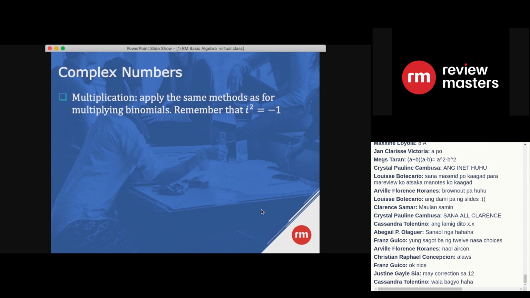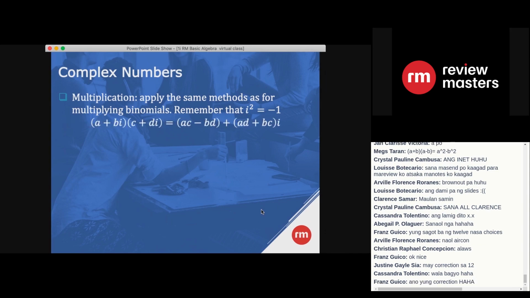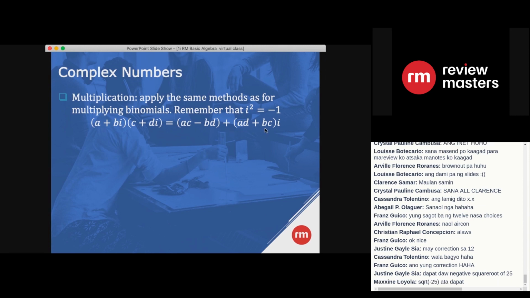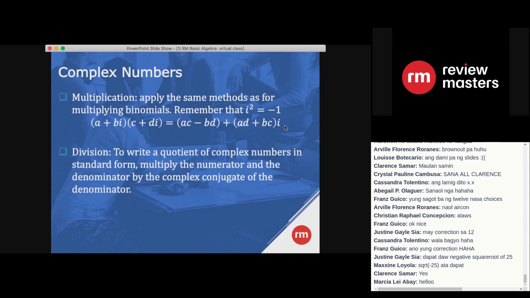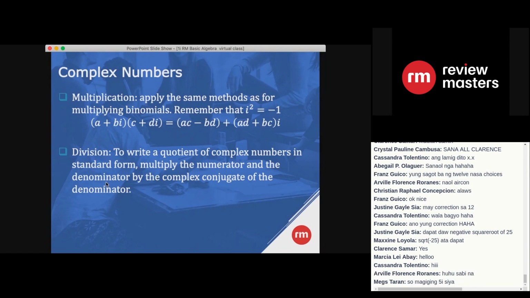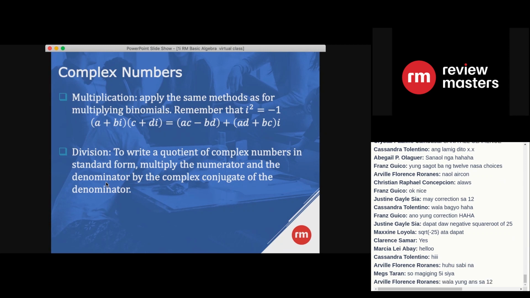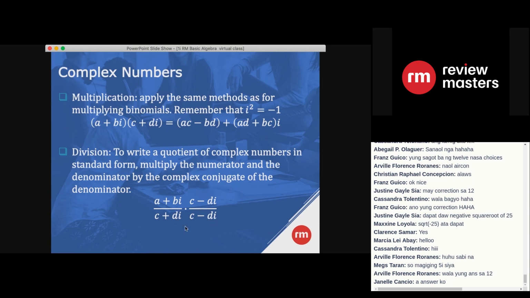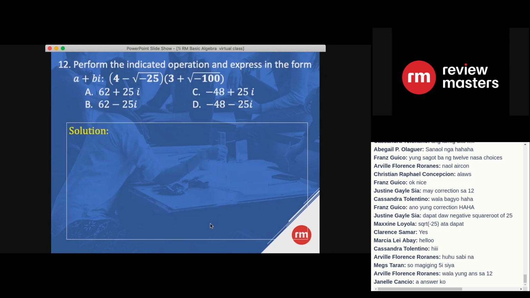Multiplication. Apply the same methods as multiplying binomials, but you have to remember that i squared is equal to negative 1. So (a plus bi) times (c plus di) is ac minus bd plus (ad plus bc) times i. To write the quotient of complex numbers in standard form, multiply the numerator and the denominator by the complex conjugate of the denominator. Yung parang ginamit natin kanina. We made use of a complex conjugate to be able to rationalize our denominator. So in this case, the complex conjugate of c plus di is c minus di. Okay? Number 12. What is your answer in number 12?